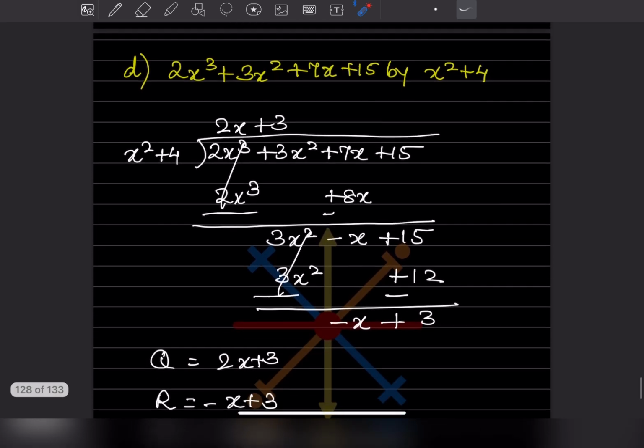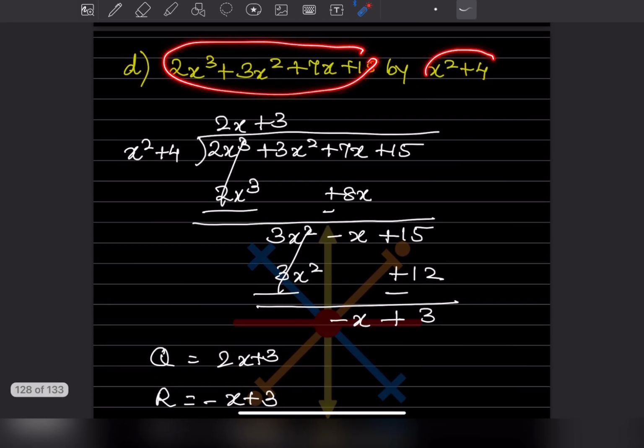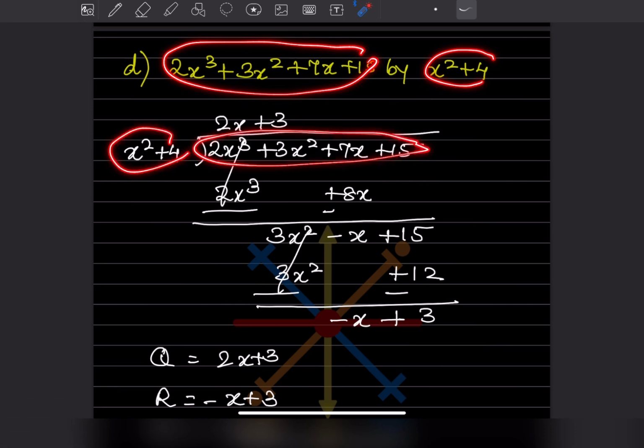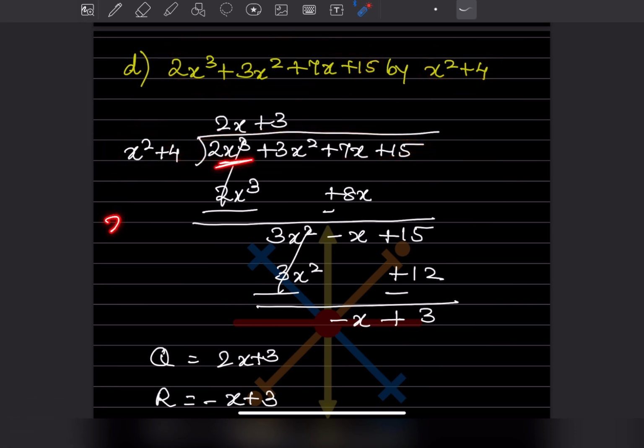Now for this part is divided by this one. So this is divided by this one. Look at the first term, 2x cubed, and for this one, x square. So now this x square will get cancelled and here only x remains. So 2x. So this is 2x.